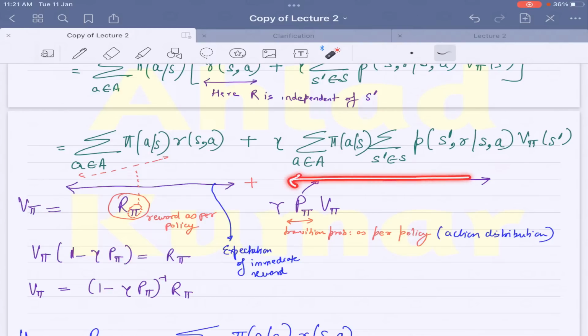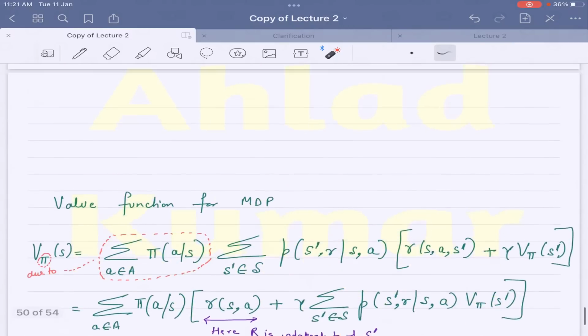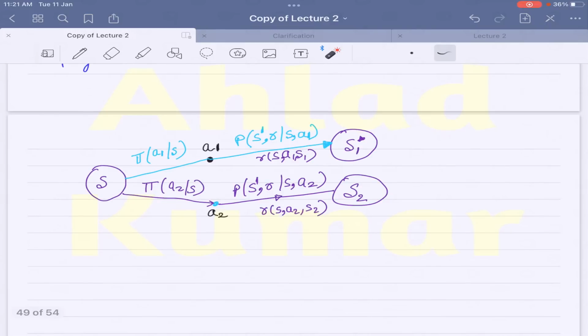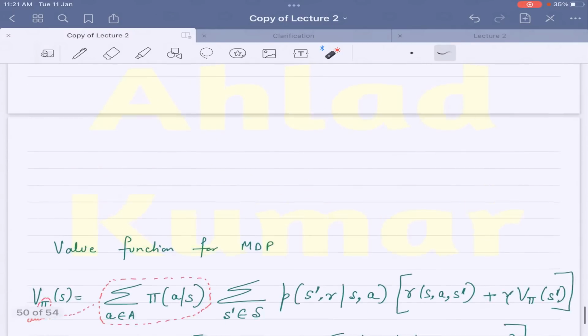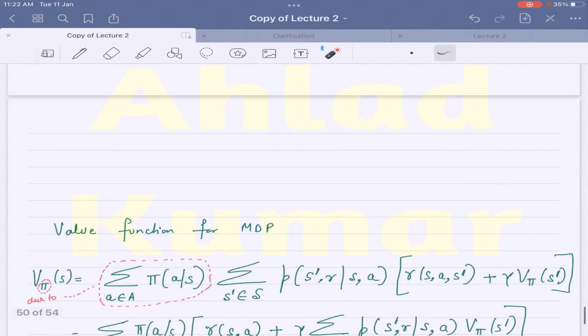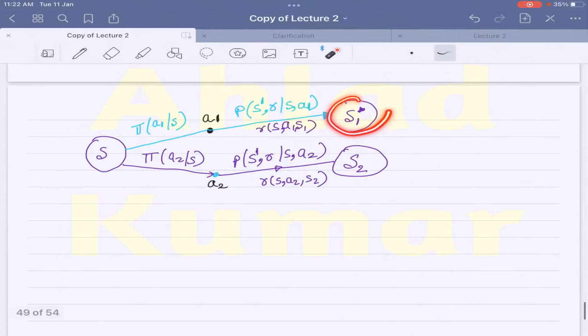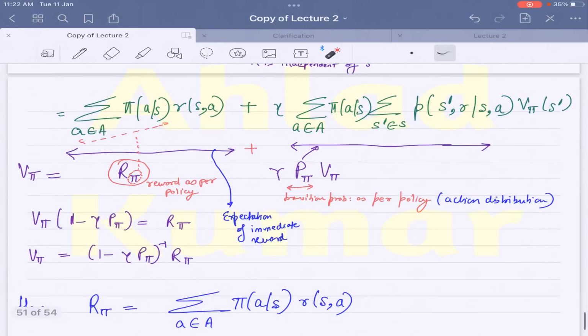This is the transition probability. As an overall probability, we are calling it the transition probability as per policy, and we are denoting it by P pi. And you can see here that now the effective probability will be the multiplication of this and this. So we take into account all these cascading probabilities to get to another state, which is S1 here, from S. That's why you have this cascaded multiplication of the probabilities. So that's why we have this P pi.